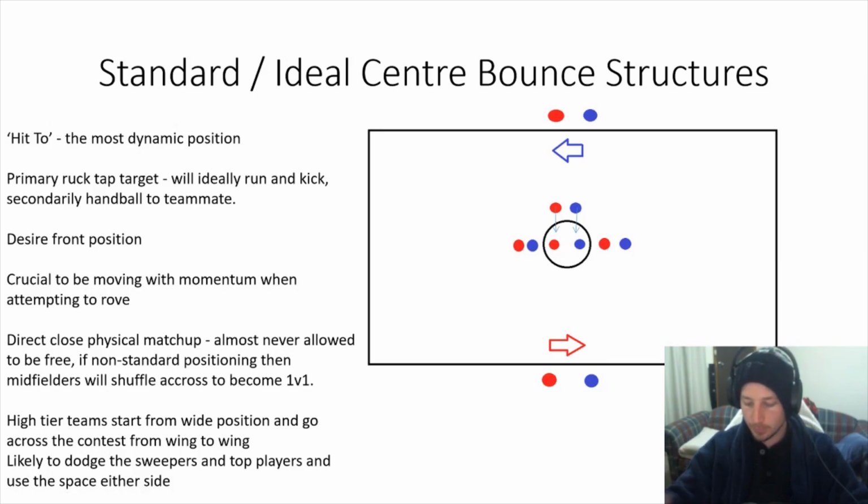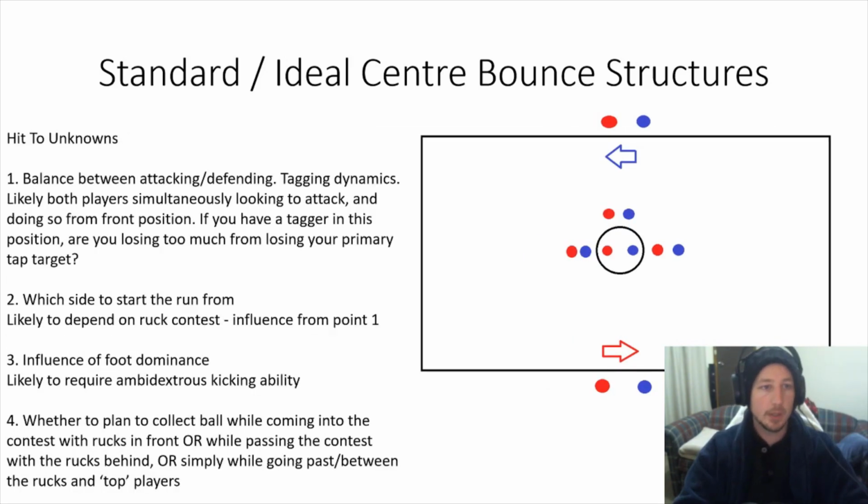Yeah, so the high tier players seem to start wider and use that momentum, whereas we'll look into our examples at Tigers and Koroit. Generally, they start closer and have less movement. So we'll get into that in time.